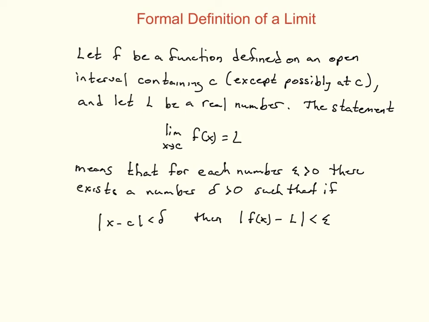Let me say that again. We're going to let f be a function defined on an open interval containing c, except possibly at c itself. And we're going to let L be a real number. The statement, the limit as x approaches c of f of x equals L, means that for each number epsilon greater than 0, there exists a number delta greater than 0, such that if the absolute value of x minus c is less than delta, then the absolute value of f of x minus L is less than epsilon. Take a minute right now, make sure you have this copied down, and when we go forward, we will see a diagram to illustrate what this means.